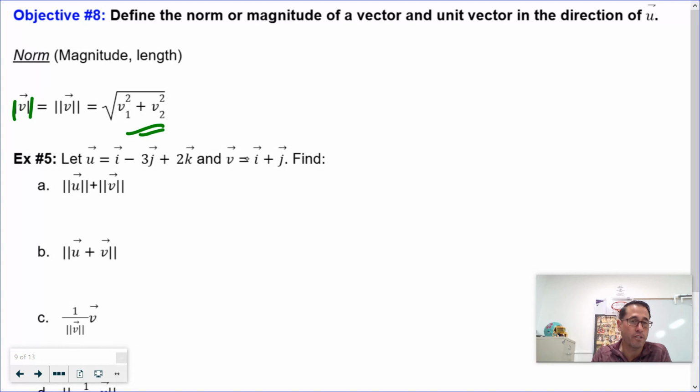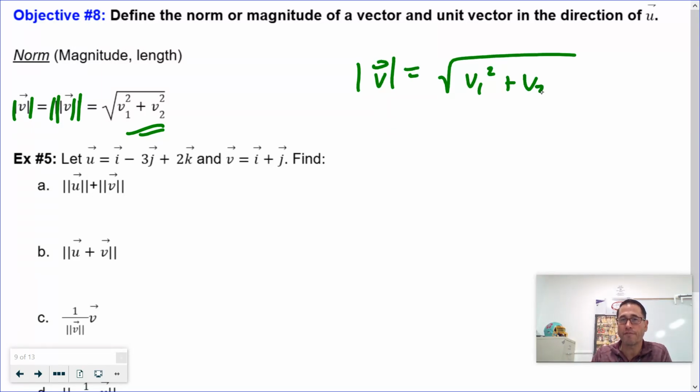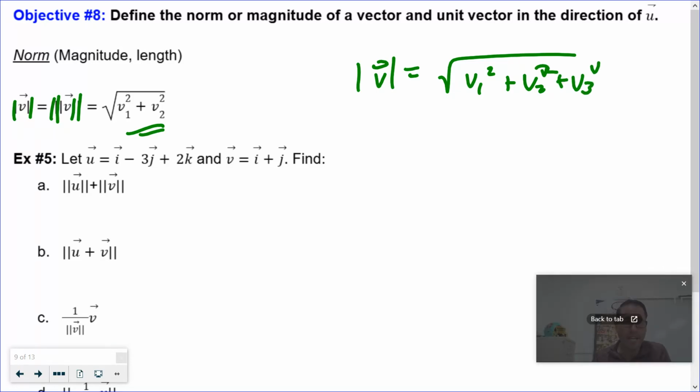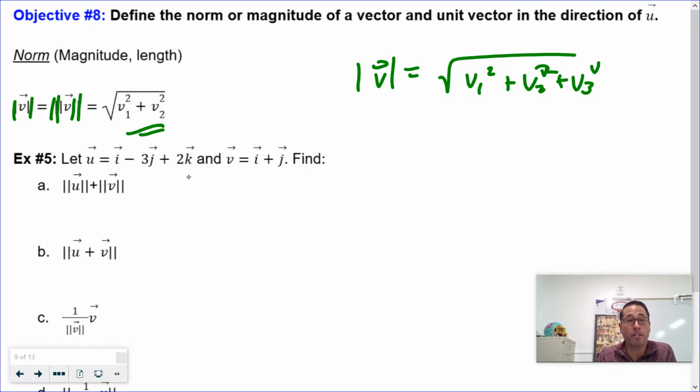That's how you found the magnitude in 2 space. Okay? That also can use magnitude if we use those 2 dudes. So just make sure you're familiar with both of those. If we extend this to 3 space, then it's simply v1 squared plus v2 squared plus v3 squared. That's it if you have your 3 different vectors. In this particular example, look, we're in 3 space.